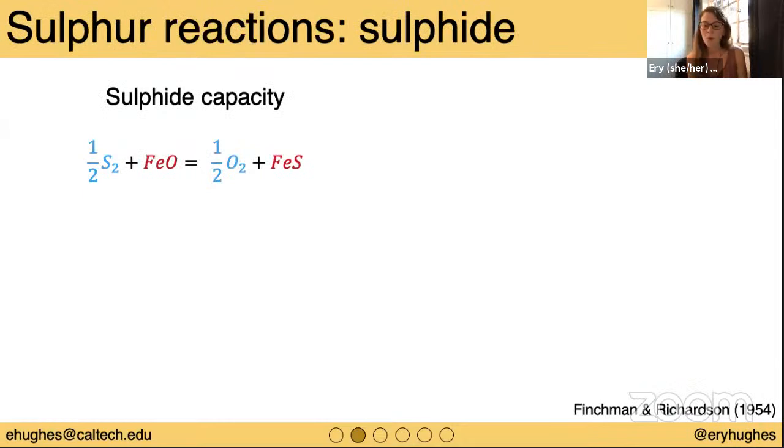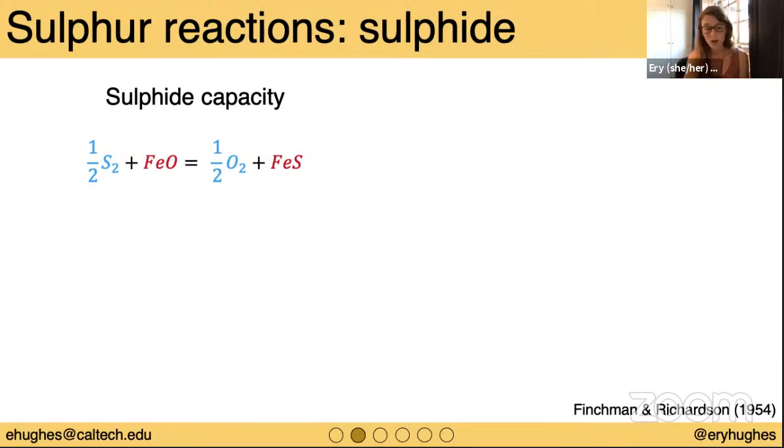For sulfur, we're going to use the ideas of sulfide and sulfate capacity, which are pretty old. They originally come from Fincham and Richardson in 1954, but they haven't been particularly used in widely available codes for degassing so far. Basically, if we have reduced sulfur, S2-, it dissolves in the melt by replacing oxide in the melt.